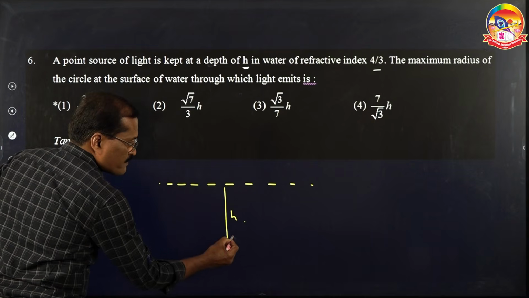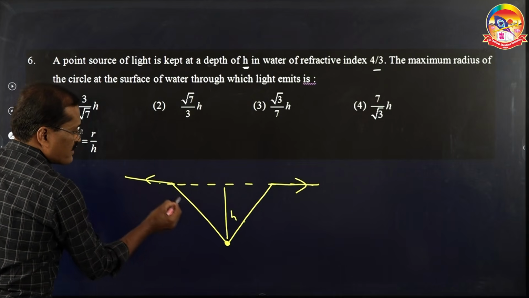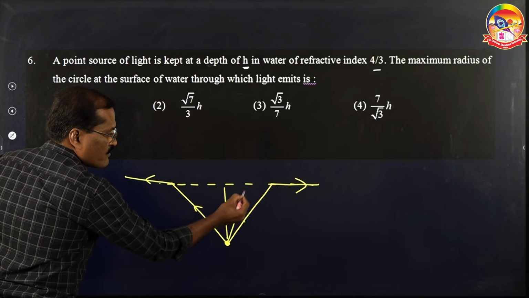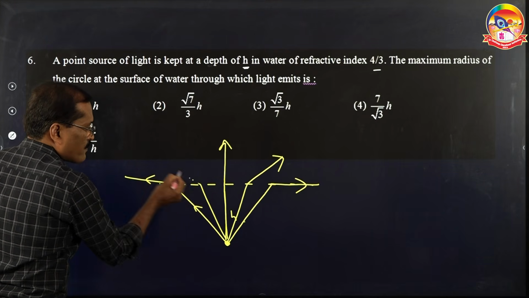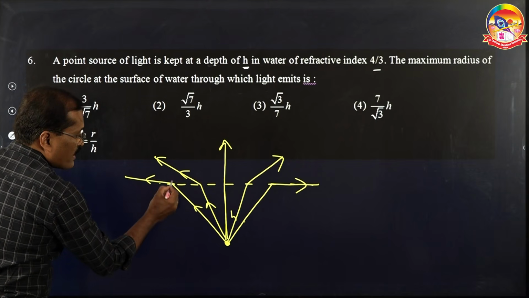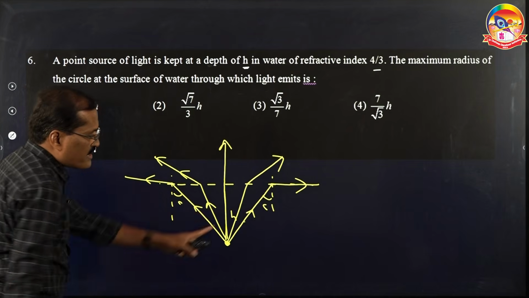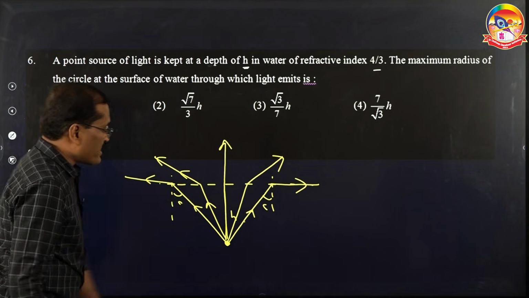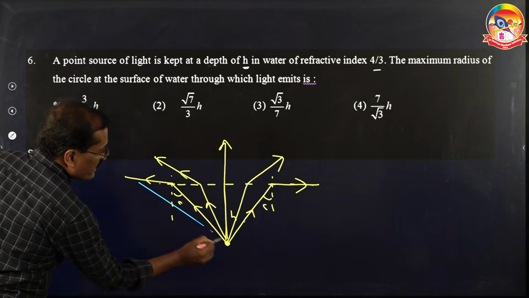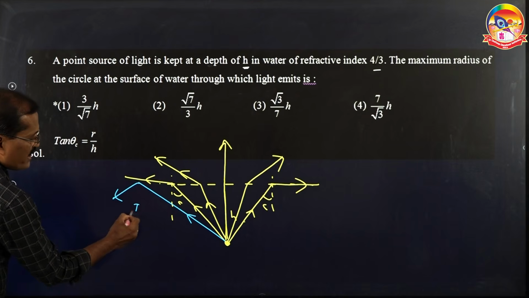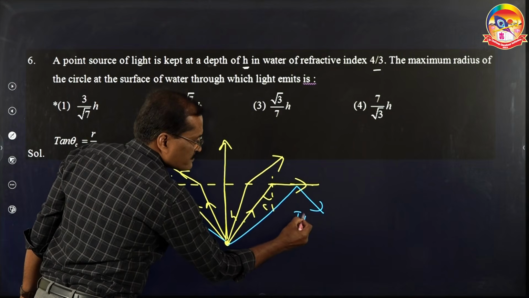The rays coming from here go like this. This ray will come out like this, safely. It undergoes refraction. This angle is equal to the critical angle, because this ray is striking at the critical angle, so the ray will be just refracted. Now at this angle, at this surface, this particular ray will be undergoing total internal reflection. This also undergoes total internal reflection.